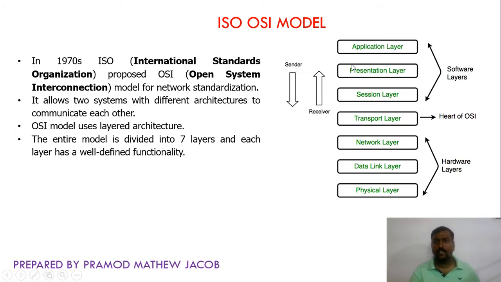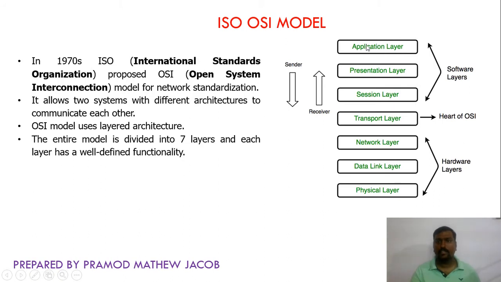The layers are named as follows: application layer, presentation layer, session layer, transport layer, network layer, data link layer, and physical layer. The physical layer, data link layer, and network layer are called the hardware layers of OSI model. Transport layer is considered as the heart of OSI model, and the other 3 upper layers, that is session layer, presentation layer, and application layer, are considered as the software layers of OSI model.